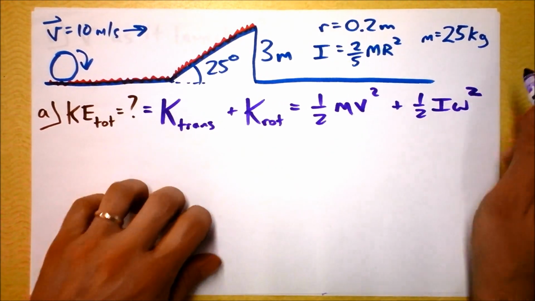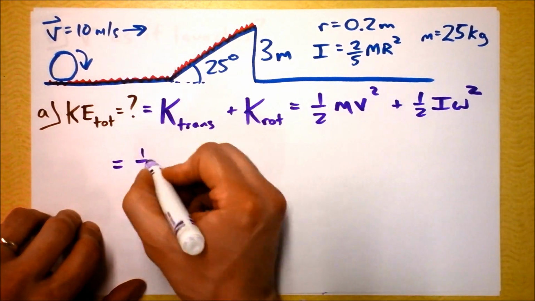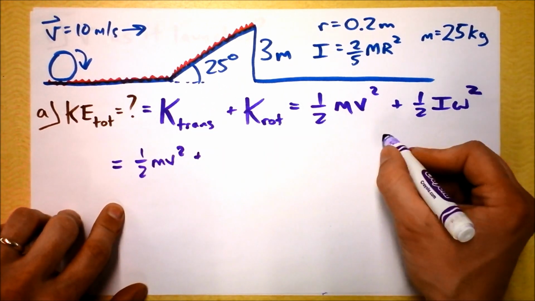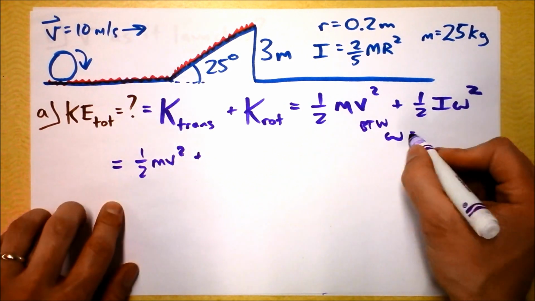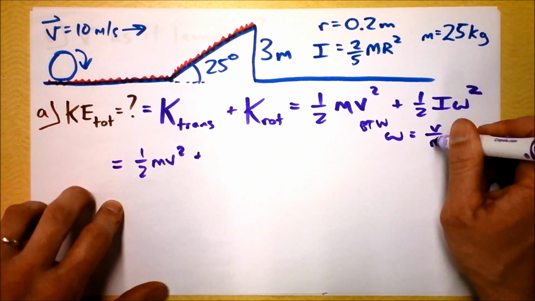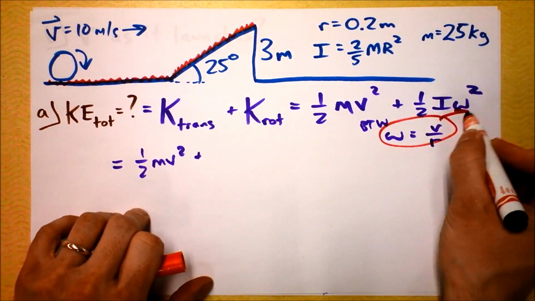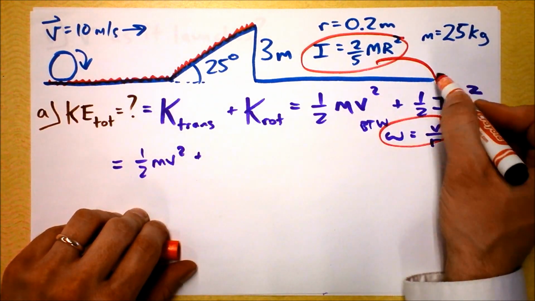It is rolling without slipping, so we can further develop this by saying, I'm just going to write the 1/2 mv squared again. But then I note that omega is v divided by r. This is true when we have a rolling without slipping situation, and we've totally got that here. So I'm going to plug that in there, and why don't I take this moment of inertia and plug it in there also?